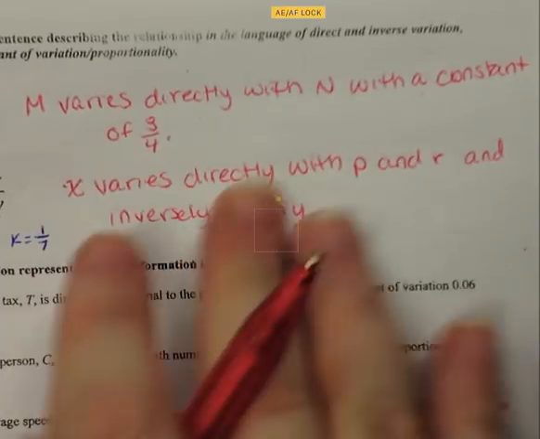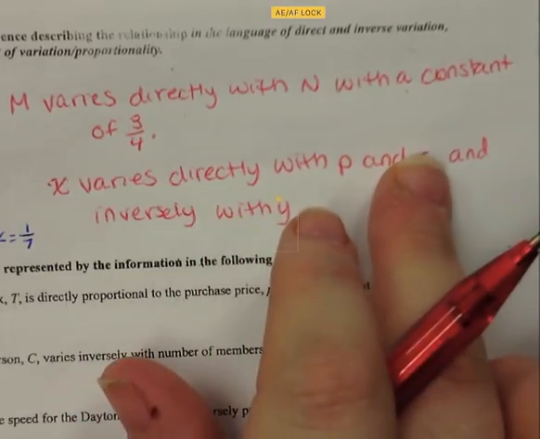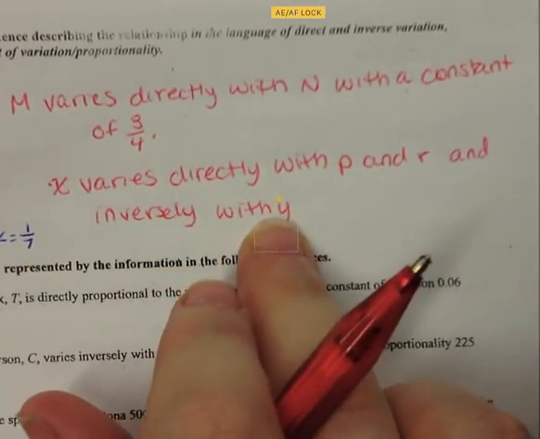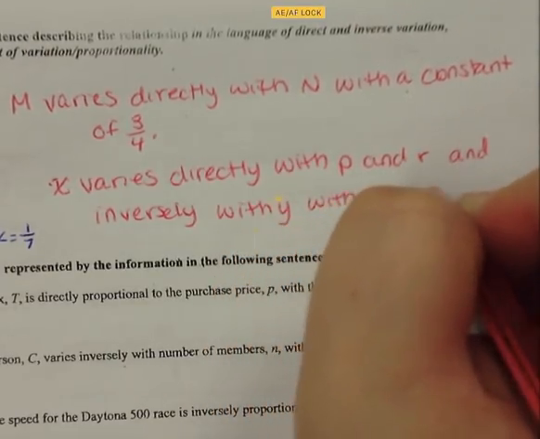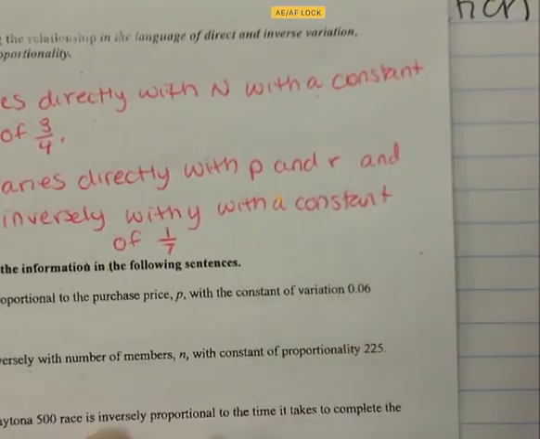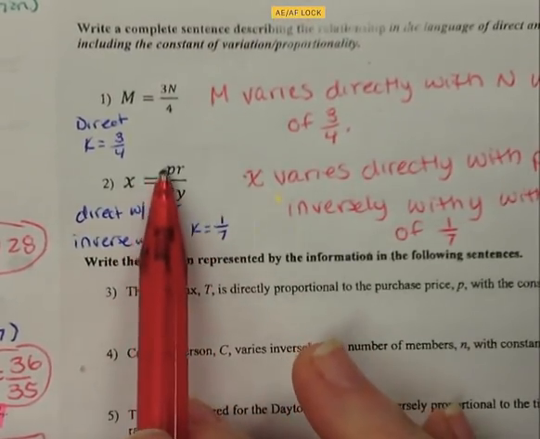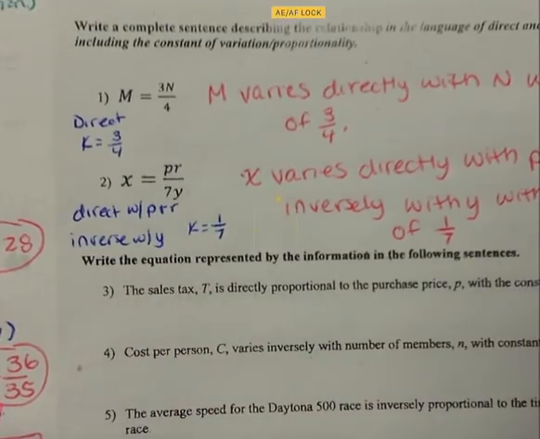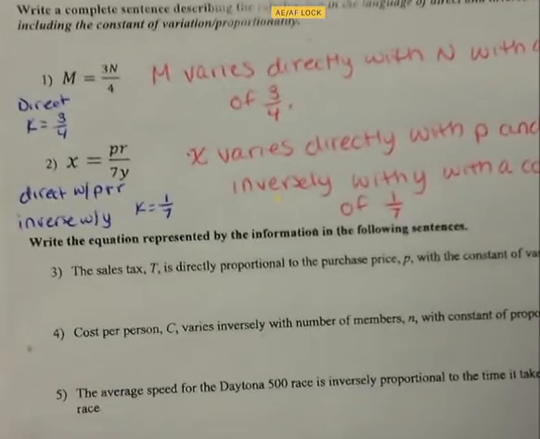That means x is equal to all of this. Okay? So we would have x equals k times p times r. Inversely is divided by y. But then we know what our k is, so we would say with a constant of 1 over 7. So that means that on the top we'd have a 1 and on the bottom we'd have the 7 with the letters that we have with it. So that's where that comes from. You only have to have one division bar. You don't have to keep making more divisions because once you have one division, you can just keep putting things on top or bottom. That's how you write a complete sentence.